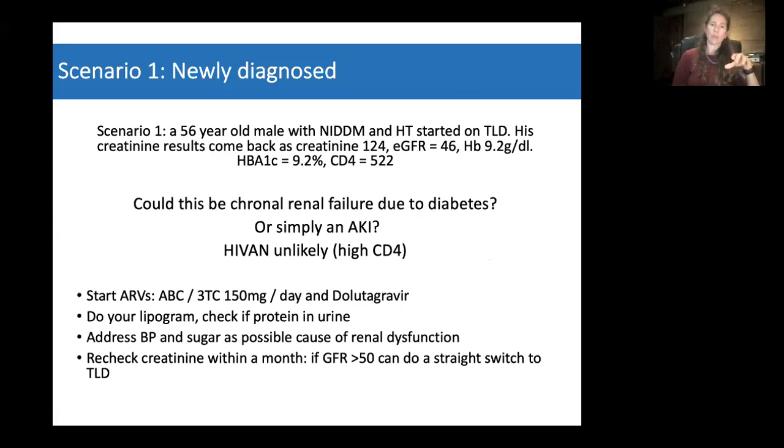So one of the problems we have is that nurses put patients on these regimens and then leave them on that, even on the reduced lamivudine dosing. And meanwhile, their kidneys have recovered beautifully. If the GFR is over 50, it doesn't have to be normal, just over 50, and your patient's otherwise all right, you can do a straight switch to TLD. So within the first 3 months, it's easy to go from whatever regimen you've started to your dolutegravir-based regimen.